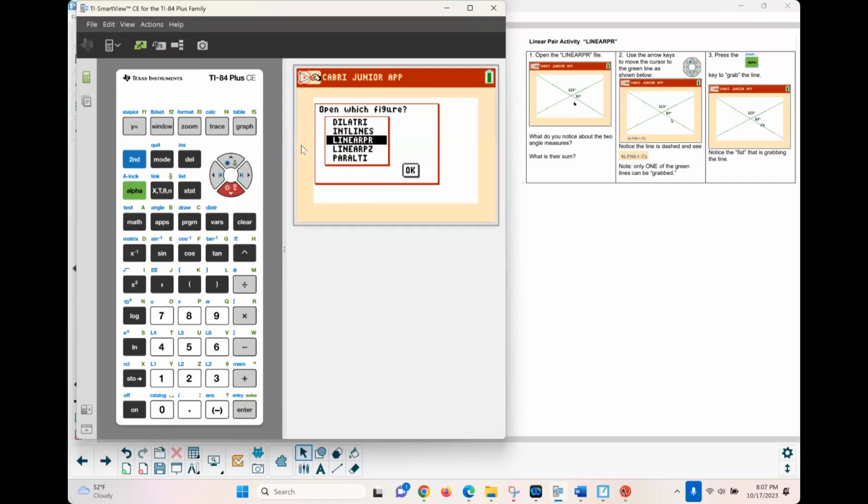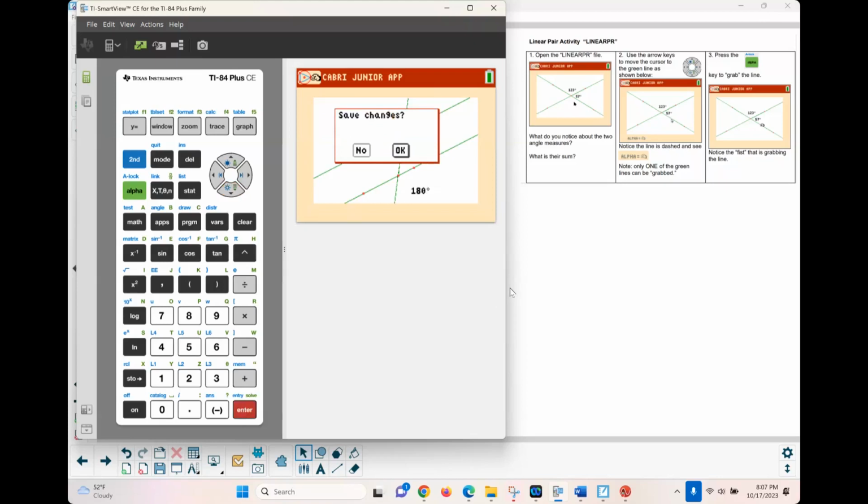Okay. So notice it says linear pair right here. So I'm going to press enter for OK. And do I want to save changes to what I had before? The answer is no. Okay, so I'll leave that alone.